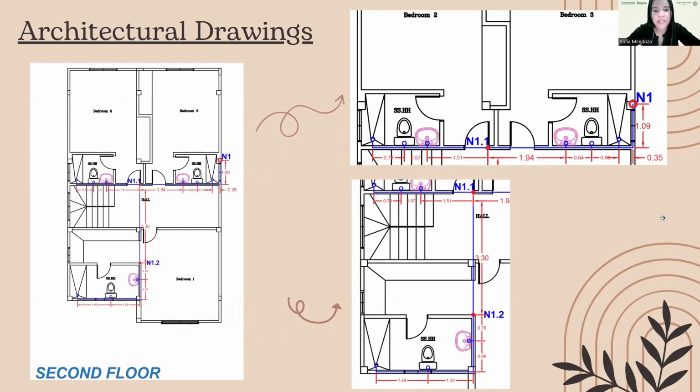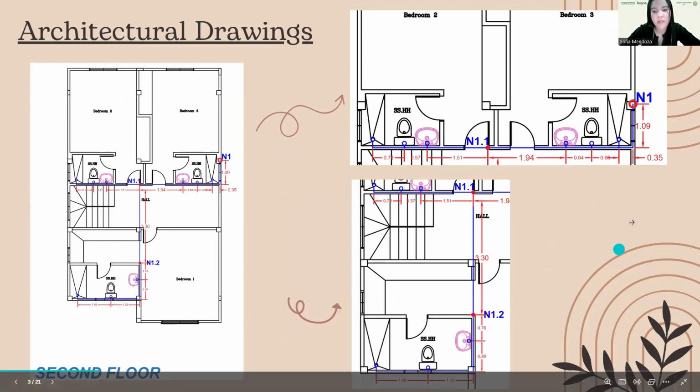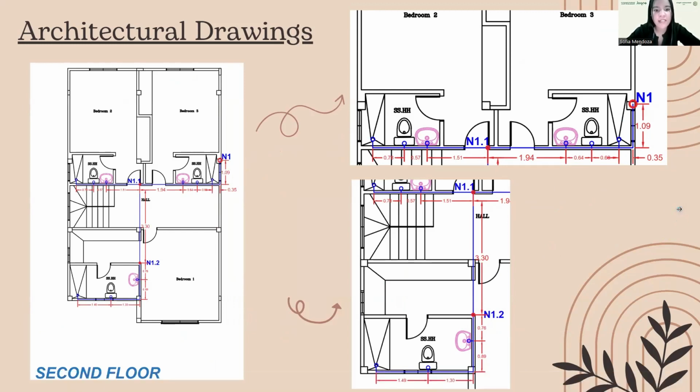Secondly, we have the second floor plan, where part of the main pipeline is node 1, supplying water to three devices. In addition to node 1, there are two subdivisions, node 1.1 supplying water to three devices, and node 1.2 providing water to three devices, totaling 9 devices. Therefore, the house has a total of 16 devices.